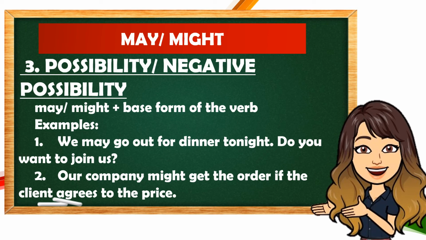May and might can also be used in expressing possibility or impossibility. The format is may or might plus the base form of the verb. Example, we may go out for dinner tonight. Do you want to join us? Number 2, our company might get the order if the client agrees to the price. Now, what is the difference between may and might? We use may if the possibility is 90 to 98%, and we use might if the possibility is lower than 50%.